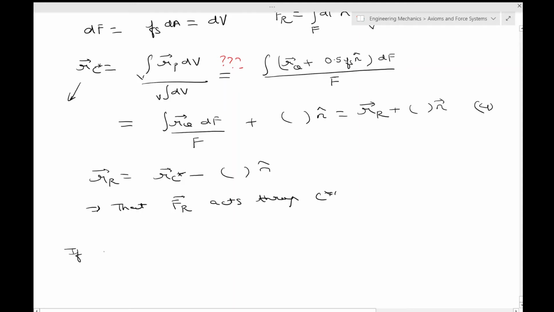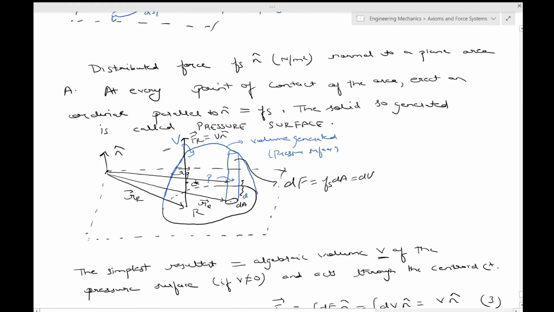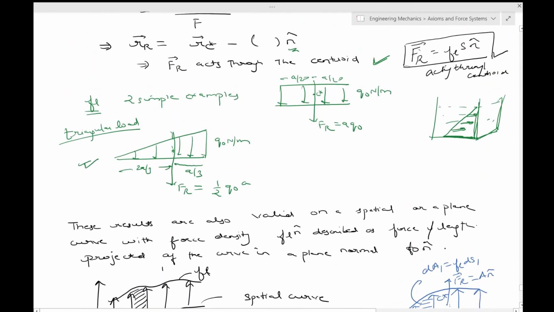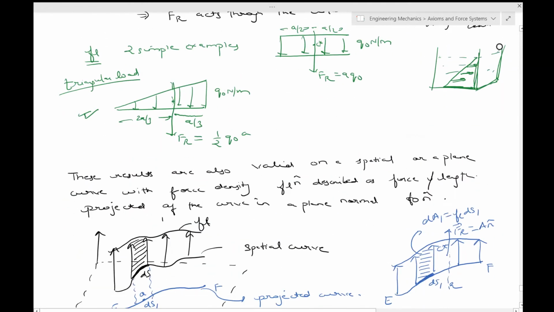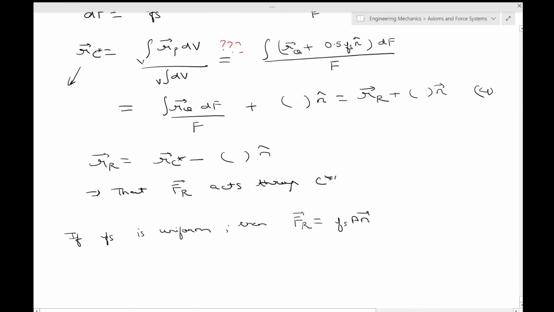Now if Fs is uniform, then clearly Fr is equal to Fs A n, just like over here, for a uniform loading, and acts at the centroid of the plane area.